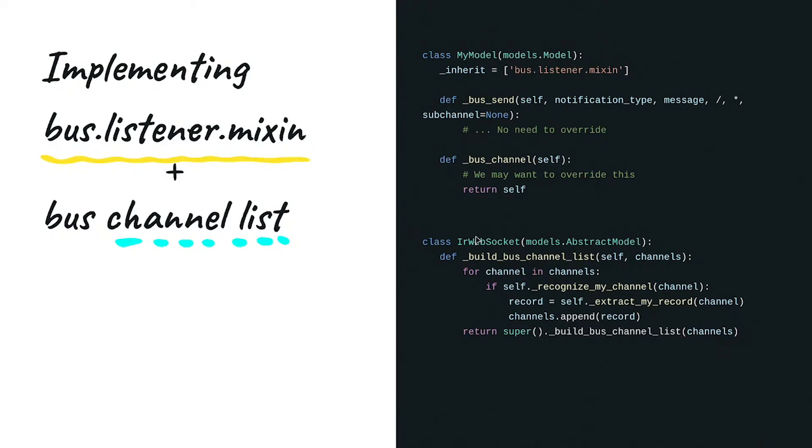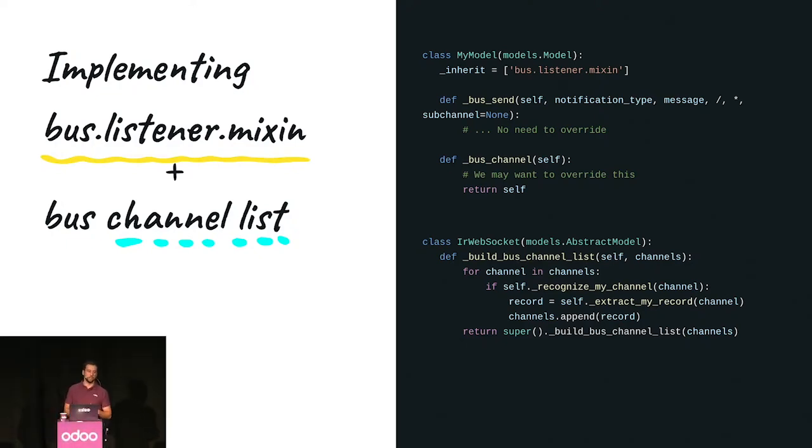And now let's talk about how we can implement this bus listener mixin and how we can create this record channel list. Well, of course, we have to inherit this mixin. This mixin is actually very simple. It only has two methods. The bus send that we were seeing before, where we only have to say the notification type and the message. We don't care about the channel because the channel is going to be given by the bus channel. So for example, in the user model, the bus channel method we're going to override is going to be self.partner_id.